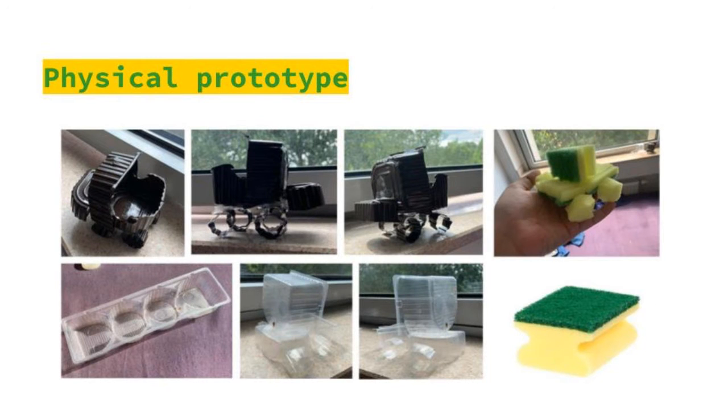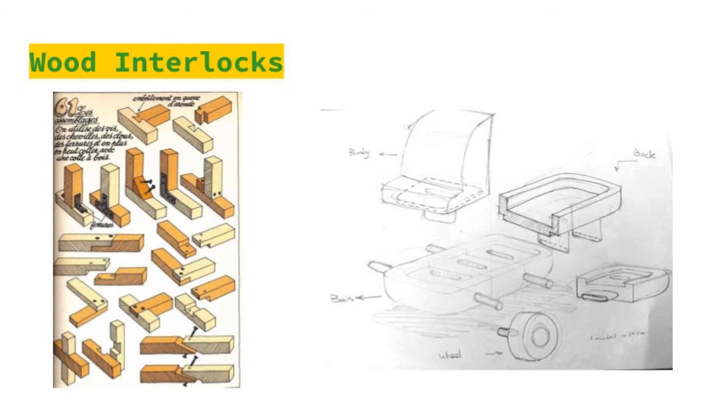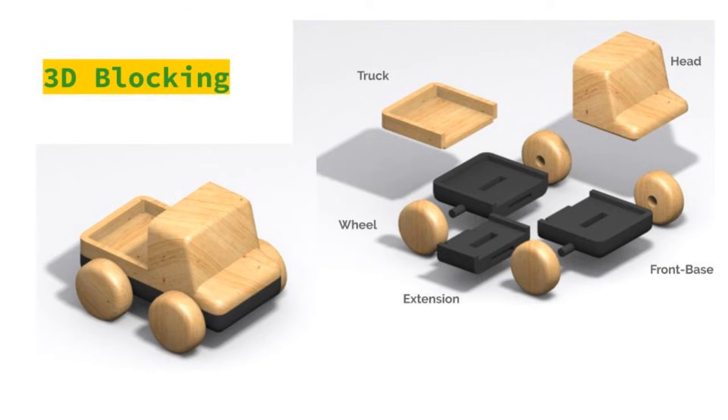I made this physical prototype, which is very simple, from a basket's package and a sponge, and I tried to play around and understand how many modules I needed to create my car, how well it catches the proportion, and also to find out whether it works or not. The next step was studying some pictures and references of interlocking in woodworking, how the woods could fit together, and drawing early sketches about how I can make the idea work in real life.